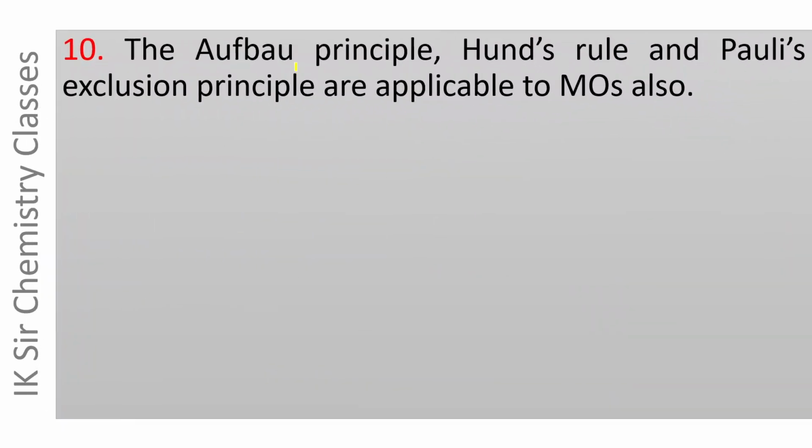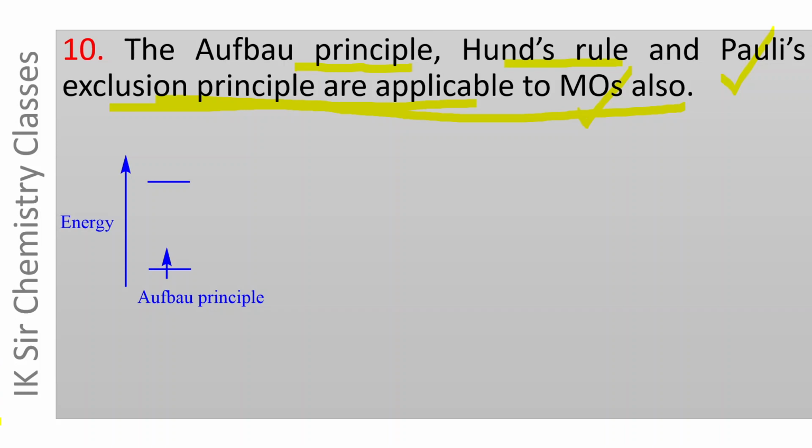The Aufbau principle, Hund's rule, and Pauli's exclusion principle are applicable to molecular orbitals also. These principles are generally applied to atomic orbitals, but these can be applied to molecular orbitals also. If there are two orbitals and only one electron is to be filled up, the electron will fill up in the molecular orbital of lower energy according to Aufbau principle.